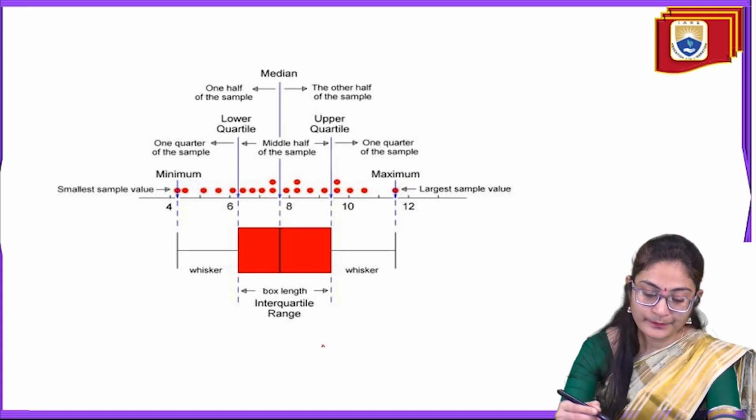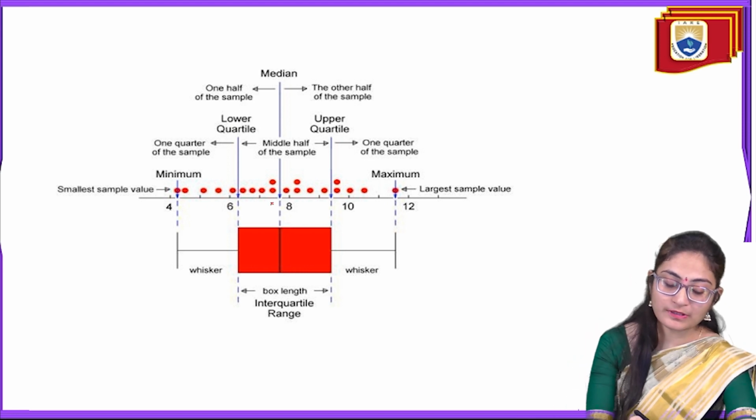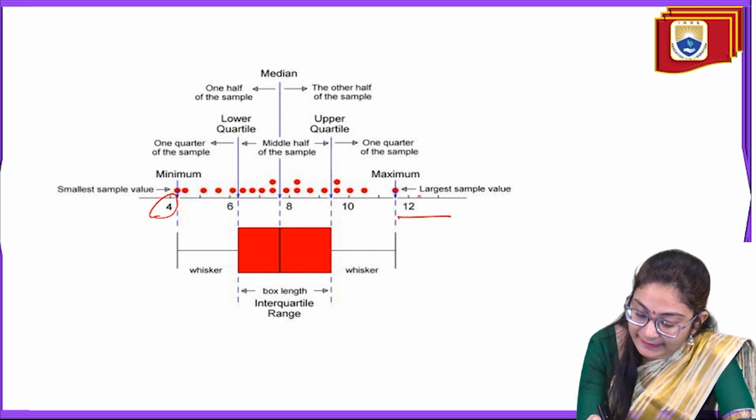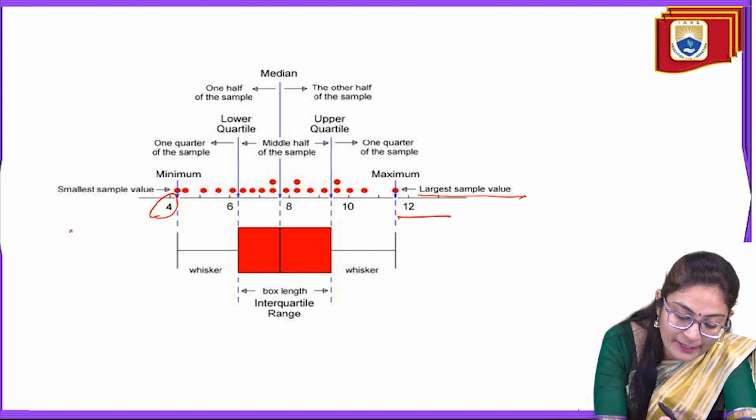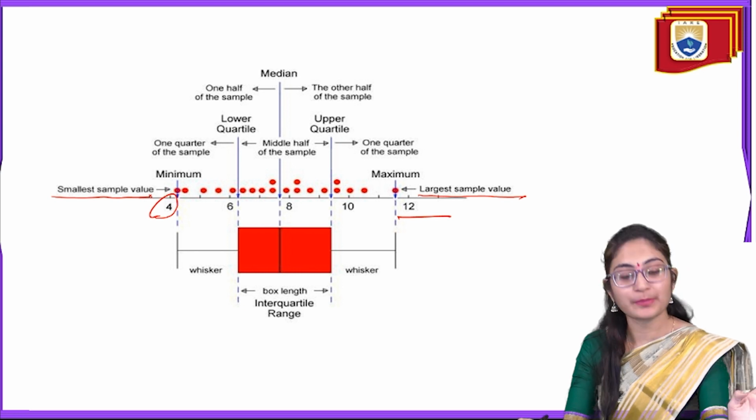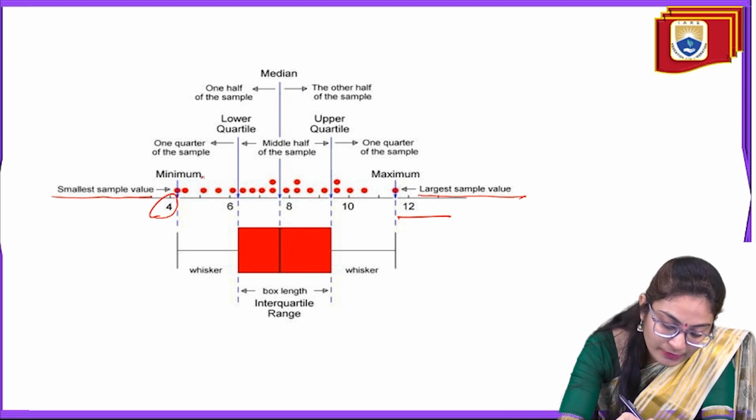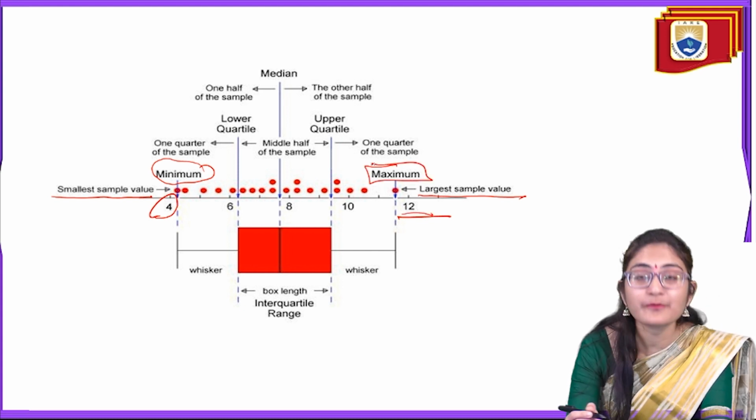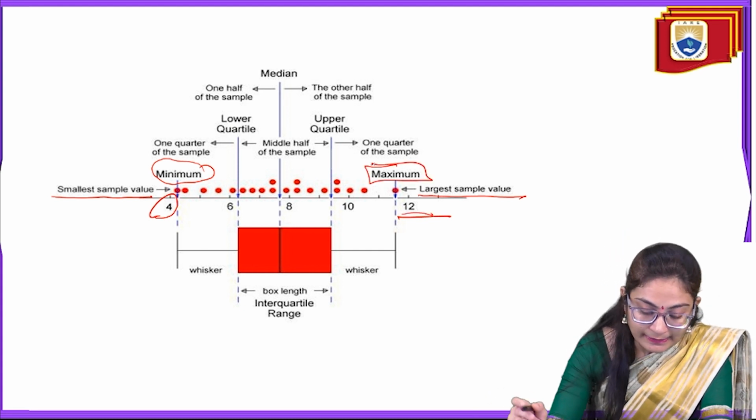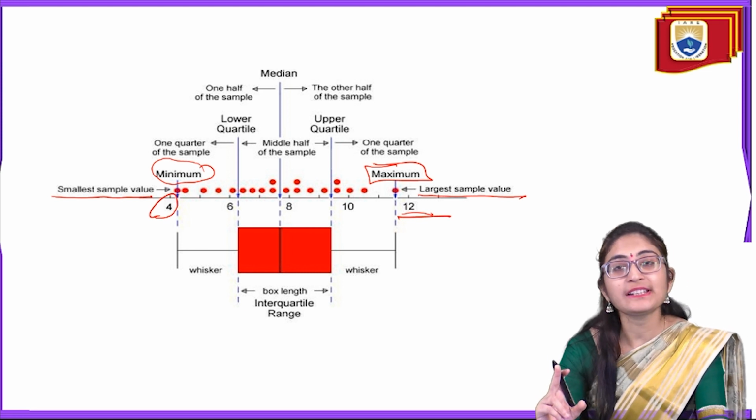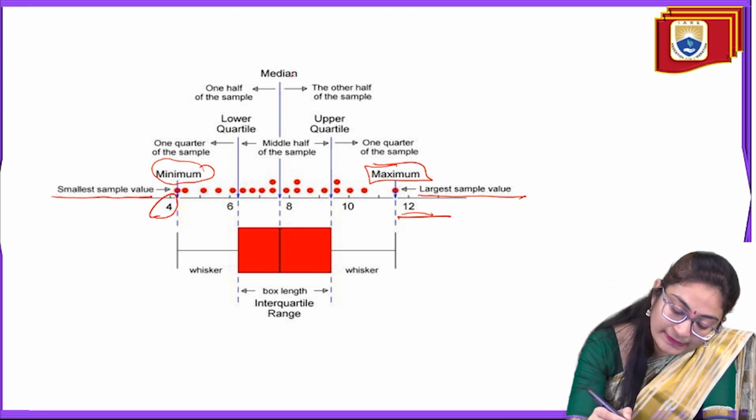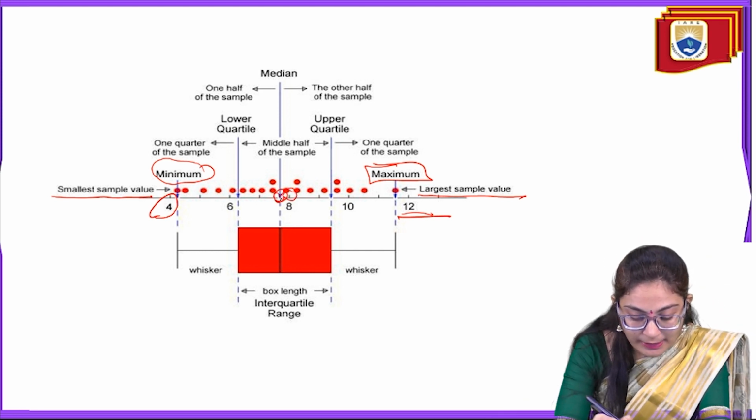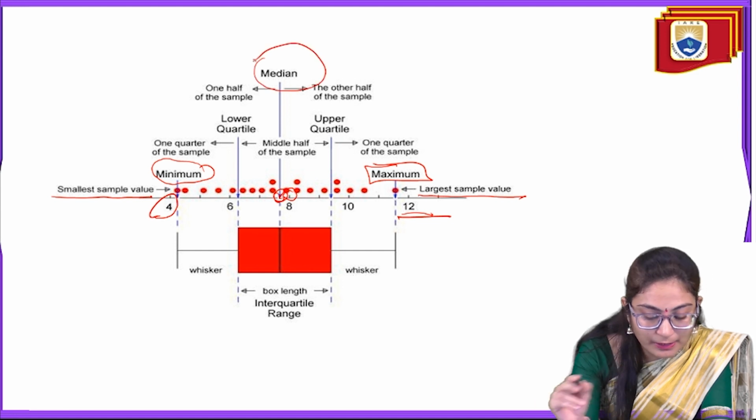Here you can see that this is your median. Our range is 4 to 12. 12 is the largest sample value and 4 is the smallest sample value. So this 4 is your minimum value and this 12 is your maximum value of the range. Then first we need to find out the median. So this value, 8, is your median.